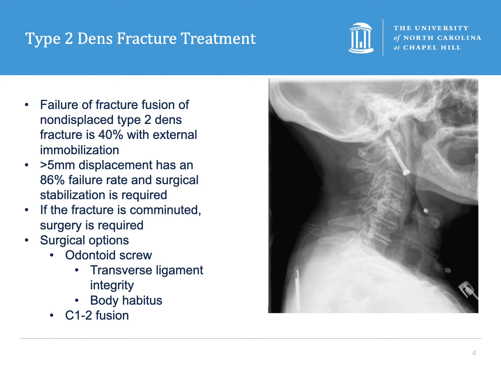You also need quite a steep angle to get the right trajectory for the screw. So for a patient that's barrel chested or large for whatever reason, an odontoid screw is not going to be a good option. It's generally reserved for thin patients. Posterior fusion can be much more reliable and can treat multiple types of dens fractures, and you don't have to have all these prerequisites as you do for an odontoid screw.